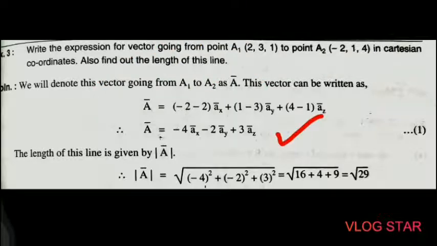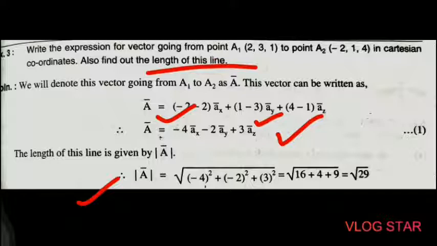Then again we have to calculate the length of this line. Length, or we can say the mod value, or we can say the magnitude. So mod of A bar is equal to under root of the magnitude of ax bar, which is -4 square, plus ay, -2 square, plus the magnitude of z, which is 3 square. So we will get under root of 16 plus 4 plus 9, which is equal to root 29. So this is the length of this line, or we can say the mod value.